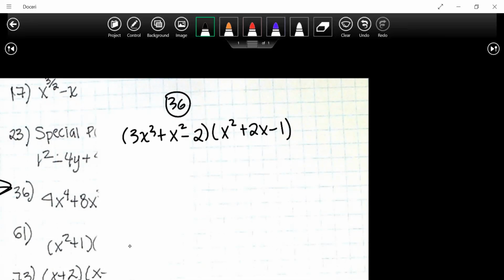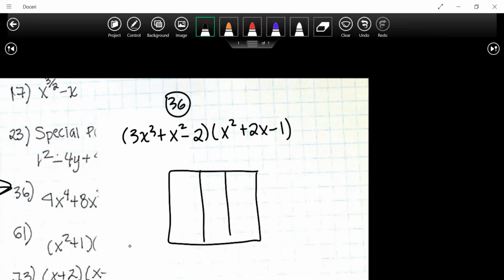We can create boxes that represent the functions or represent the terms. So I'm going to create this box. I know it might seem weird in the beginning, but it'll make sense in a minute. And I'm going to put the first term up here. So this would be 3x to the third, x squared minus 2. Then the other one's going to be on the side, 2x. And each box will represent a value. It's just to help you organize it to make it clear a little bit.